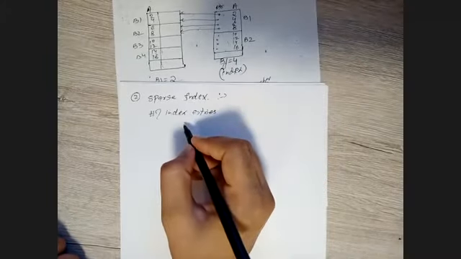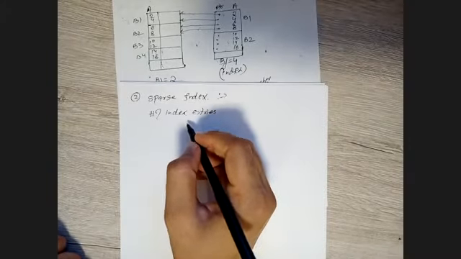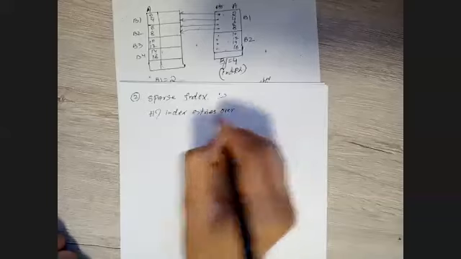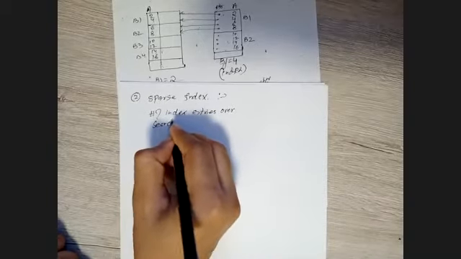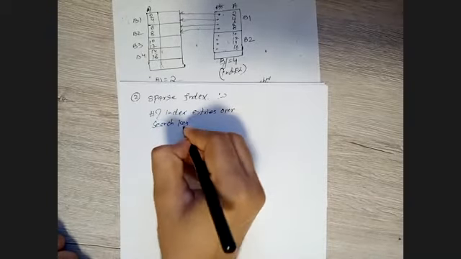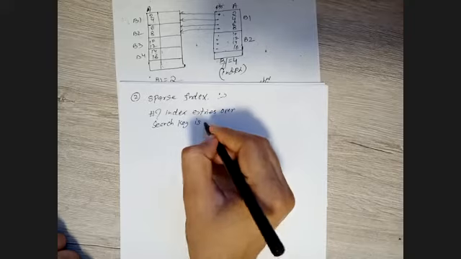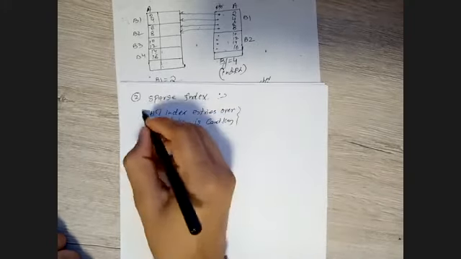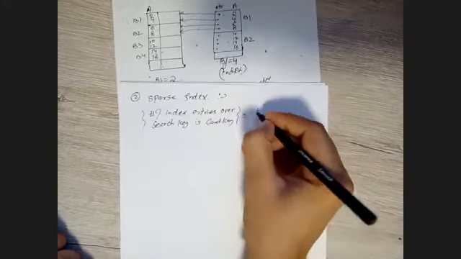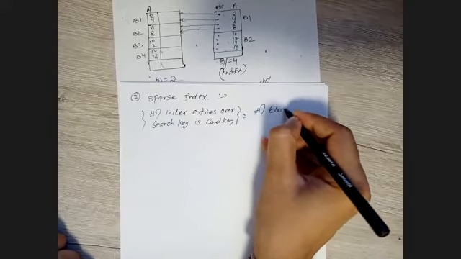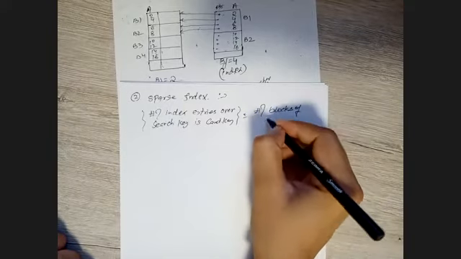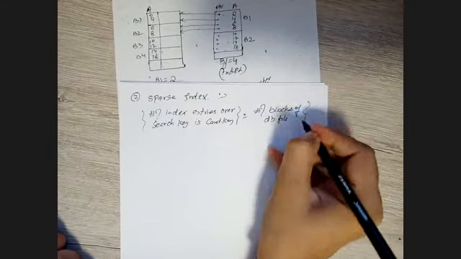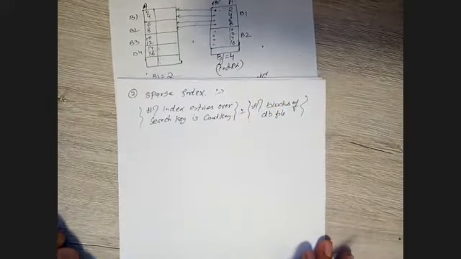In sparse index, the number of index entries over the search key, we have seen search key. If the search key is your candidate key, we'll talk about candidate key only. This value will be equal to what? The number of blocks of your database file. Yes or no?